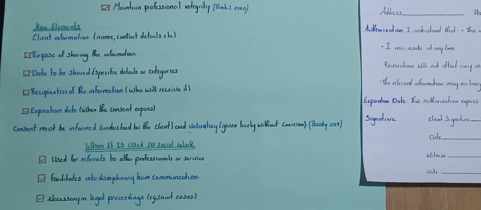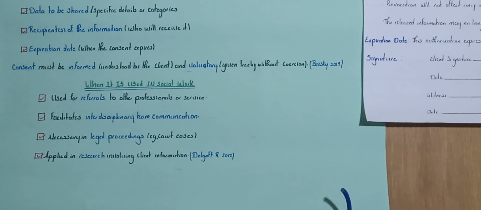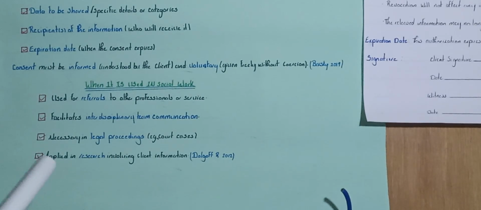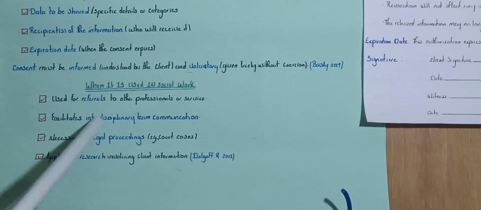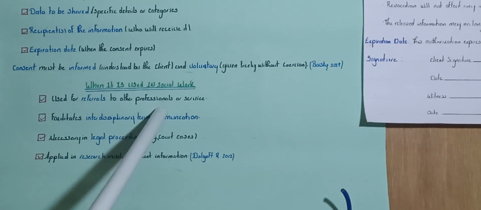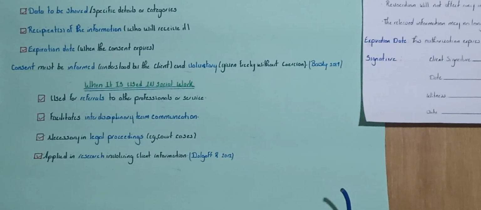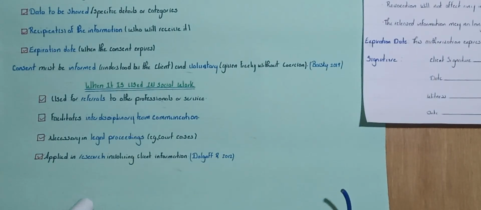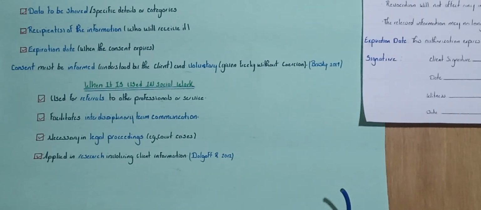So the other important thing that we must understand is, when is the confidentiality release form used? When is it used in social work? So it is used for referrals to other professionals or other services, right? So that is one area it is used for. It is also used for legal proceedings.